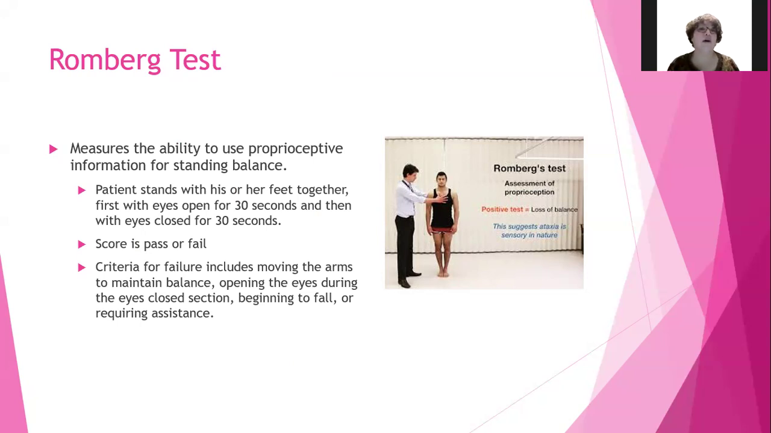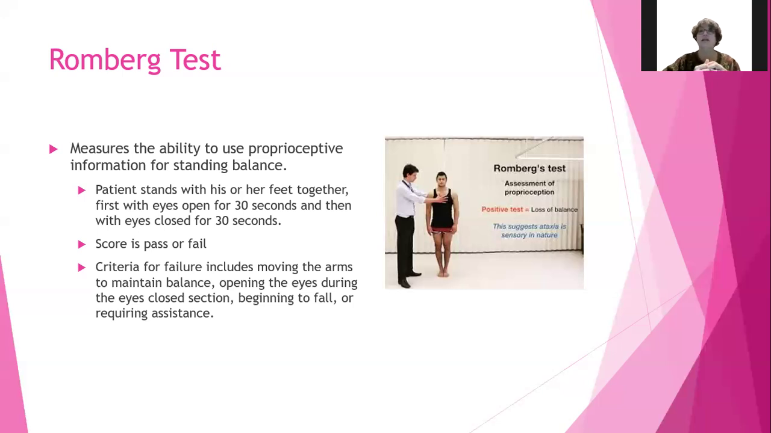So, eyes open for 30 seconds, eyes closed for 30 seconds. The score is pass or fail. If you lose your balance, you failed. That's a positive test. Also, if you move your arms to maintain your balance, so you have your arms crossed and you reach out to grab something to maintain your balance, or open your eyes during the eyes closed part, or if you start to fall, or if you require assistance, then all of those are fail criteria, and it's a positive test.